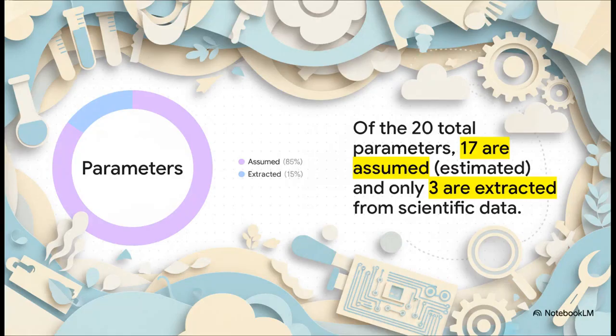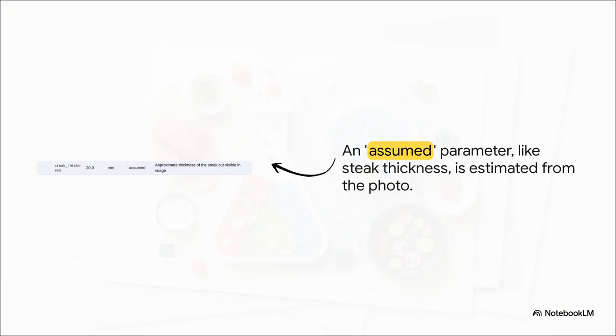So where does it get all this info? Well, you can see from the breakdown here, it's pretty interesting. Out of those 20 data points, a whopping 17 of them are assumed. Think of them as really smart guesses, and only 3 are extracted from hard scientific data. So let's talk about what that really means. An assumed parameter is basically an educated guess. The AI just looks at the picture and makes a logical call. For example, it might look at the steak and say, that looks like it's about 20 millimeters thick. It's an estimate, based on what it can see.